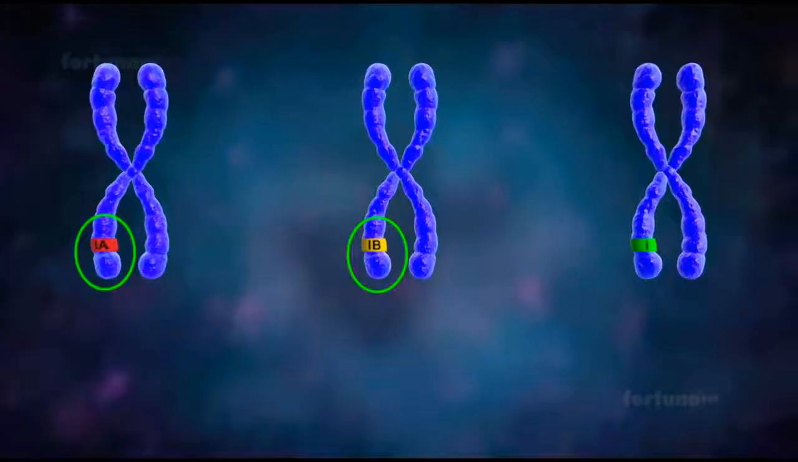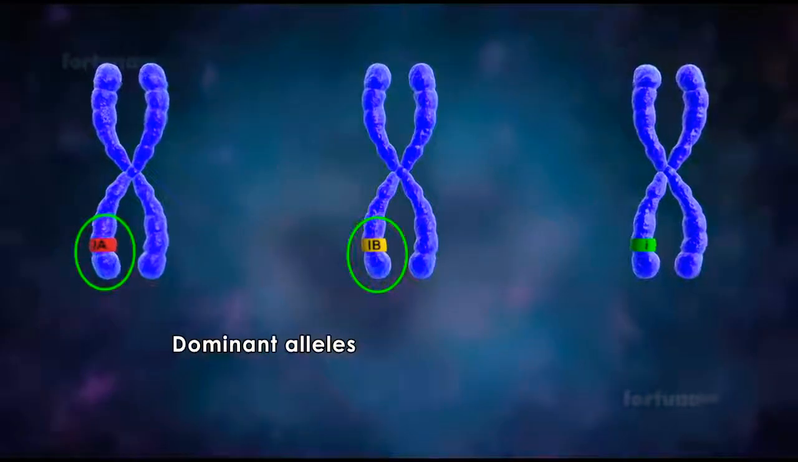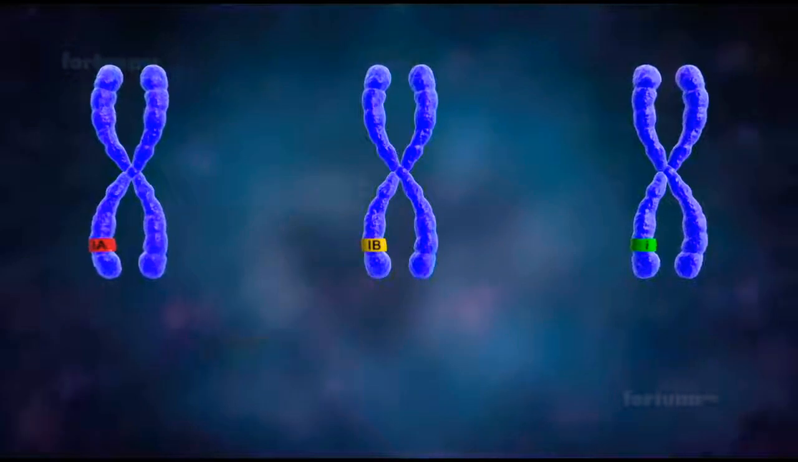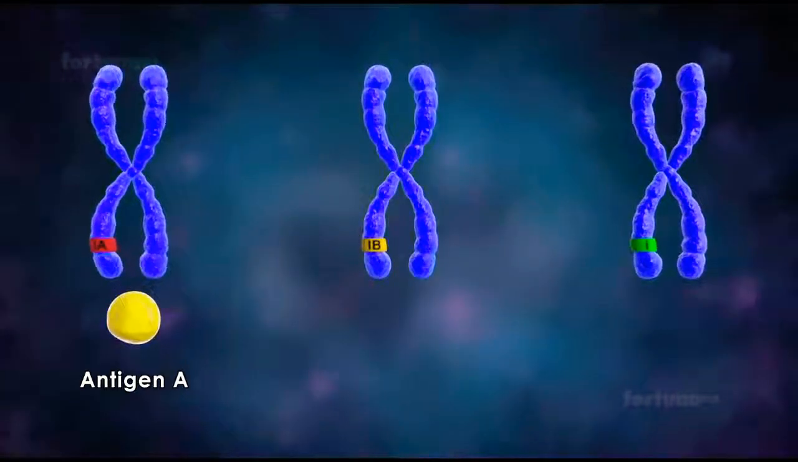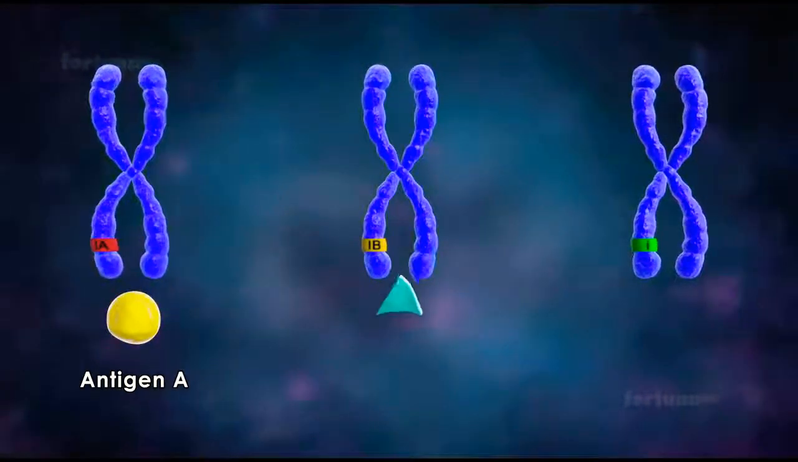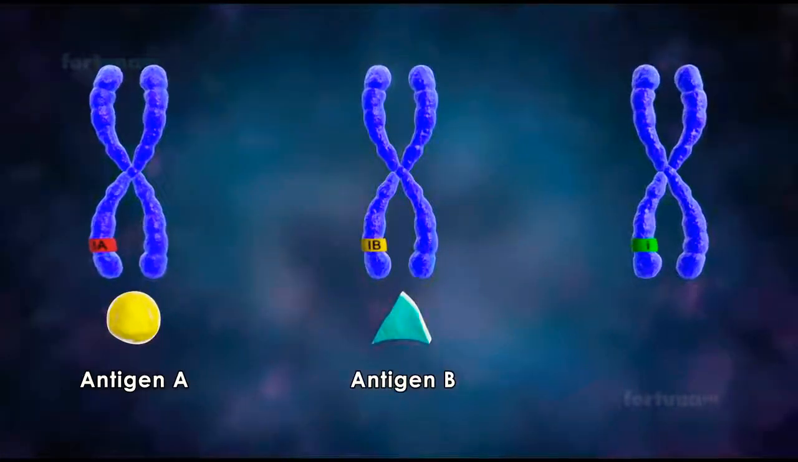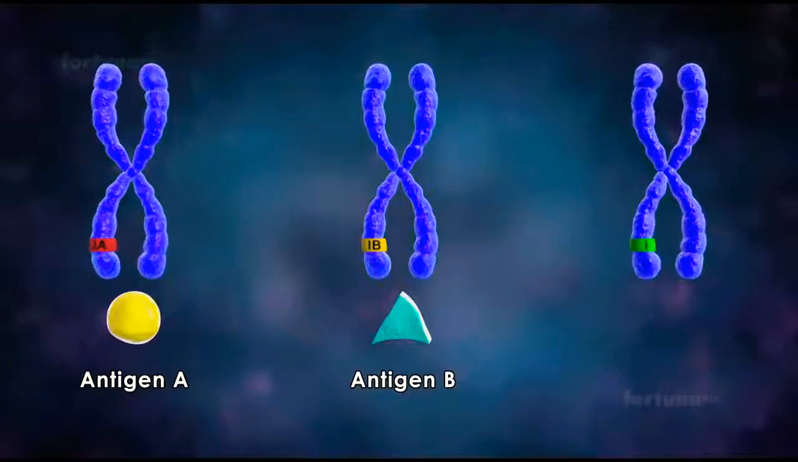IA and IB are the dominant alleles, while i is recessive. IA will produce antigen A, IB will produce antigen B, and the recessive allele i will not produce any antigen.